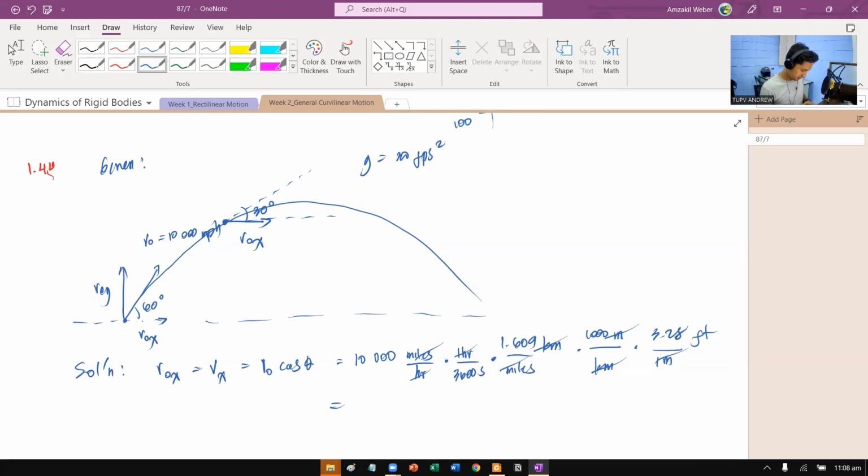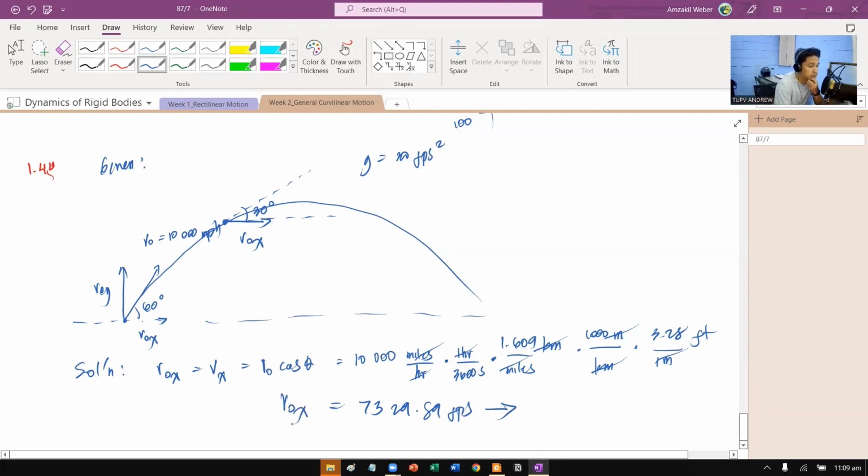Cosine 60, which is half. Okay, that is our V zero x. This V zero x is constant. Therefore, the final velocity is at 30 degrees to the horizontal.